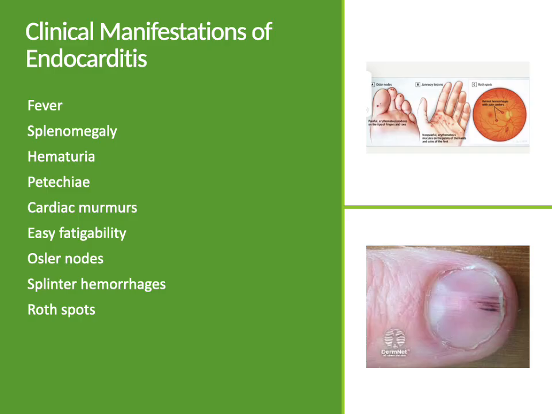All right, your patient may present with symptoms such as fever. They may have an enlarged spleen, hematuria, petechiae, the cardiac murmurs from a valvular dysfunction of the heart valves. They may become very fatigued, almost flu-like symptoms, developing things like Roth spots, splinter hemorrhages, Osler nodes, and this is all due to an inflammatory response that leads to a vasculitis.